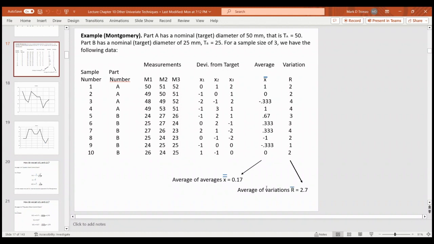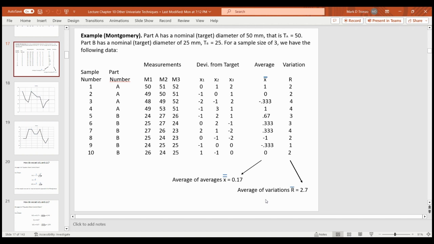Then when you're done with all those rows, do like we did in the example. This is back to this example here. Once you find all your X bars, find the average of those X bars, add them all up and divide by the total number, and that'll give you your X double bar. Add all the R values up and divide by the total, that'll give you your R bar. And then use those values to find your upper and lower control limits.